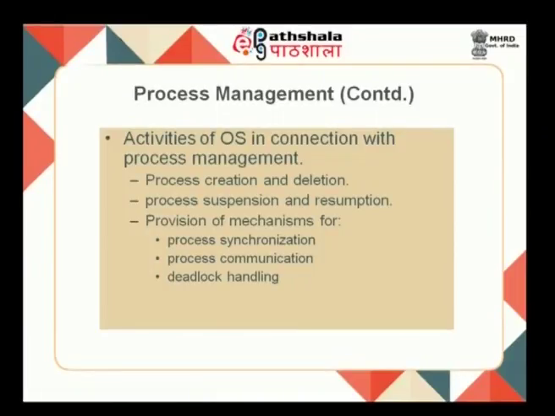And again, when multiple processes are using resources, say there are two resources used by two processes, and one resource is held by one process and the other resource is held by the other process, and both processes are waiting for the other one to be released, then a deadlock happens. These kinds of deadlocks also have to be handled by the operating system. So these are the functionalities that an operating system needs to handle with respect to processes.